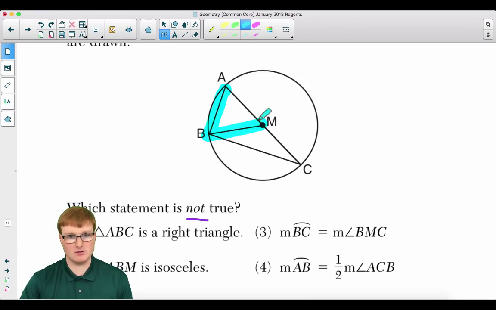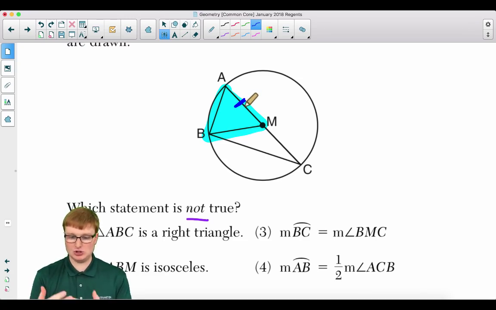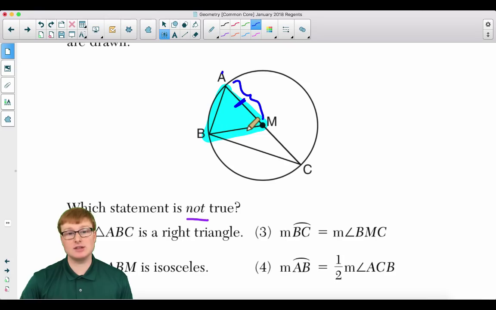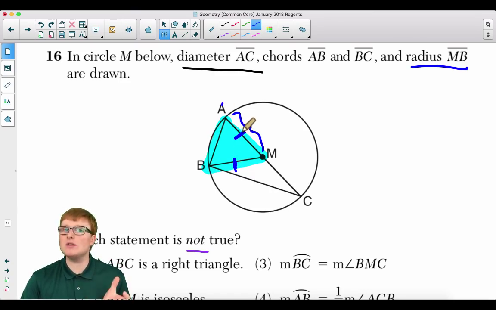ABM. We're looking right here. This is the triangle that we're working with, people. So AM. Well, AM is a radius because it's drawn from the center of the circle to just a point on the circle. So AM is in fact a radius. It's half of the diameter. And look at this, BM. They tell you that, or MB in this case, it's a radius. Okay. But we don't know what AB is. We don't know what that is.